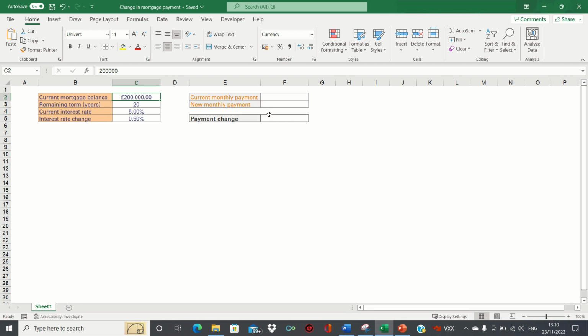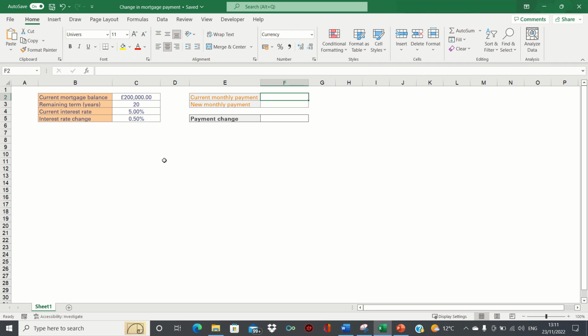Before we start, I need to emphasize that this calculator is for illustrative purposes only and should not substitute financial advice. To create our calculator, we first add the inputs. In this example, we're going to assume that we have a remaining mortgage balance and term based on our most recent statements of £200,000 and 20 years respectively. We'll assume that the rate we're currently on is 5%, and we'll assess the impact of a 50 basis points or 0.5% increase in interest rates.